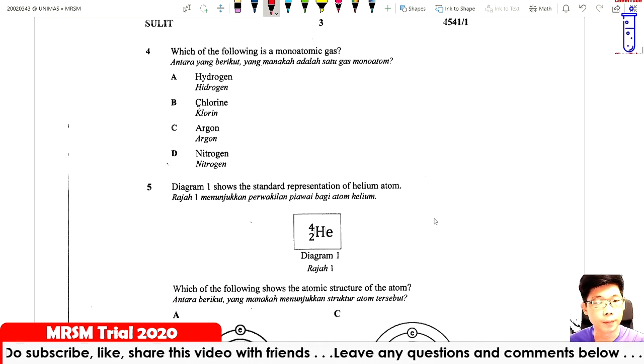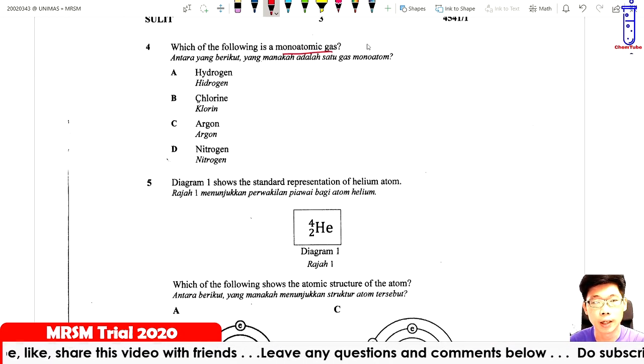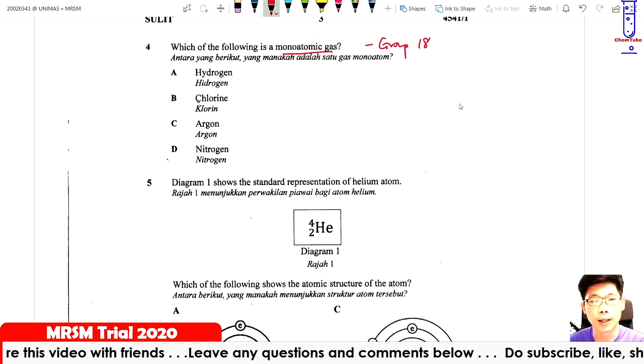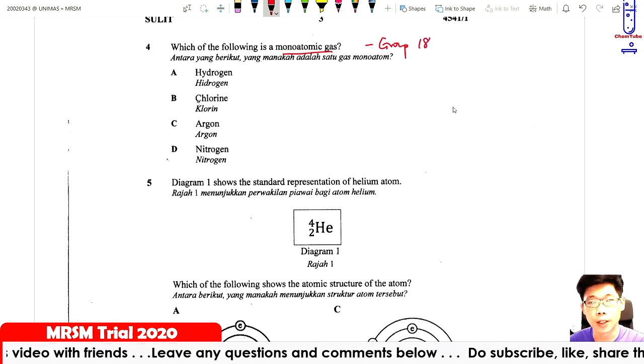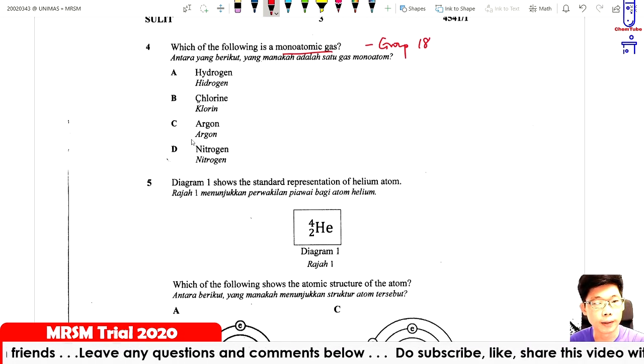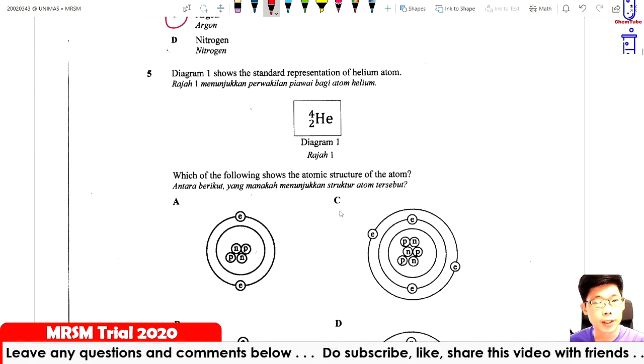Question number 4. Which of the following is the monoatomic gas? Refer to group 18, because they have achieved octet or duplet electron arrangement. So argon is the answer.